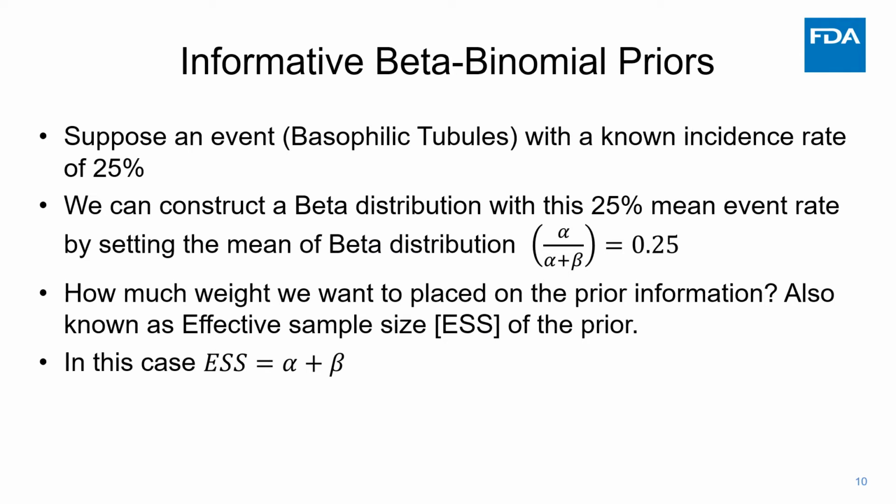Let's say the basophilic tubules that we showed here, 23.33%, for our calculation we say that's 25%. The mean of a beta distribution, alpha divided by alpha plus beta, is 0.25. We can construct a beta distribution with this 25% mean event rate by setting alpha divided by alpha plus beta equal to 0.25. Now, how much weight do we want to place on the prior information, also known as the effective sample size, ESS? ESS is equal to alpha plus beta.